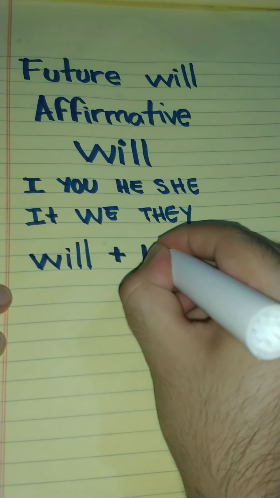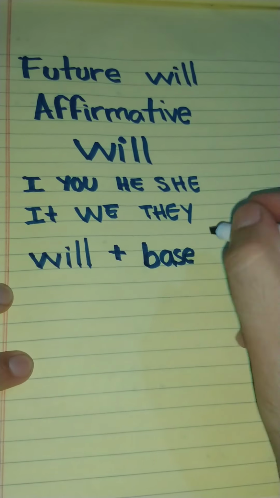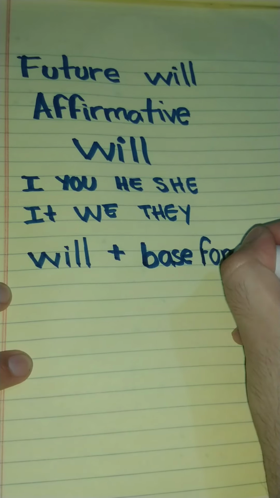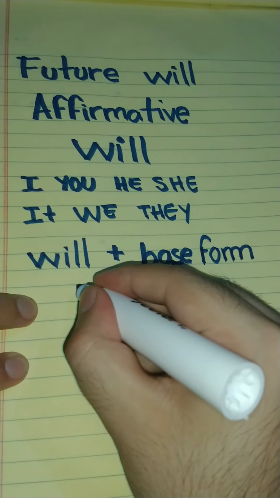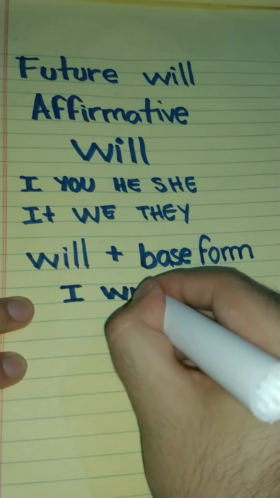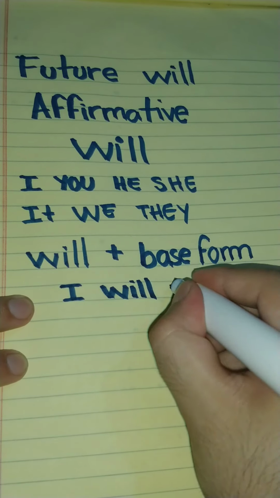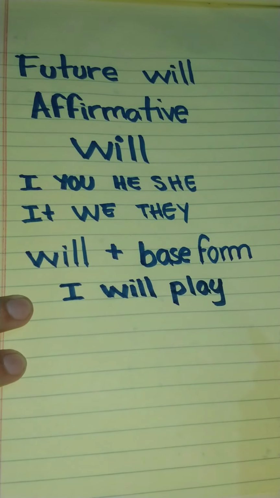In order to make a sentence in future will, we're gonna use will plus the base form of a verb. For example, I will play.